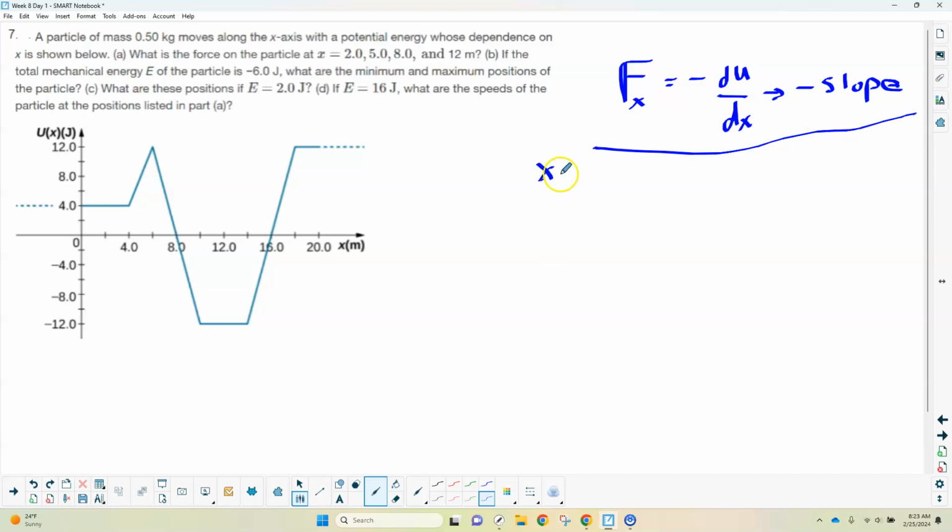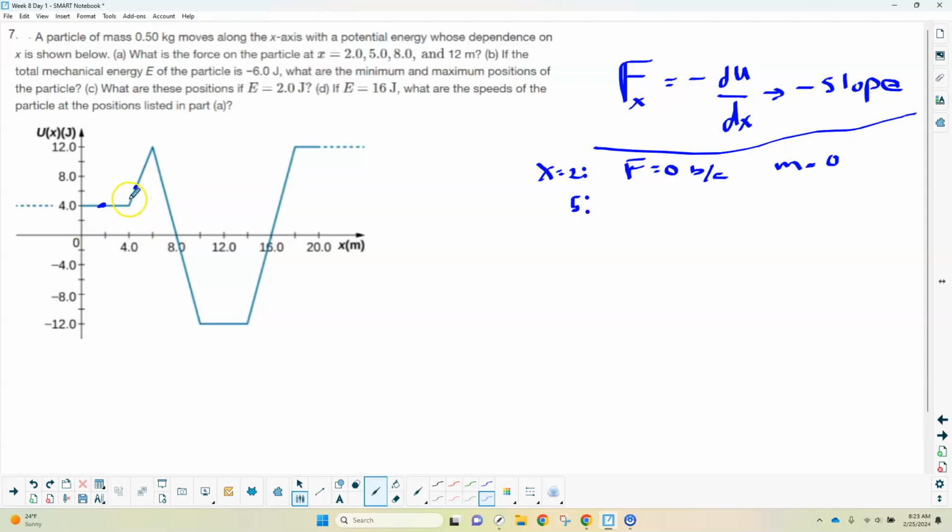So for different positions, it has different slopes. So at x equal to 2 meters, 2 meters is here. That line has no slope, so the slope is equal to 0. So the force is equal to 0 because the slope is 0. I'll say m for slope is 0, just so you're familiar with how I'm labeling this. At 5, we do have a slope. So at 5, these are counting by 2, so 5 would be somewhere around here.